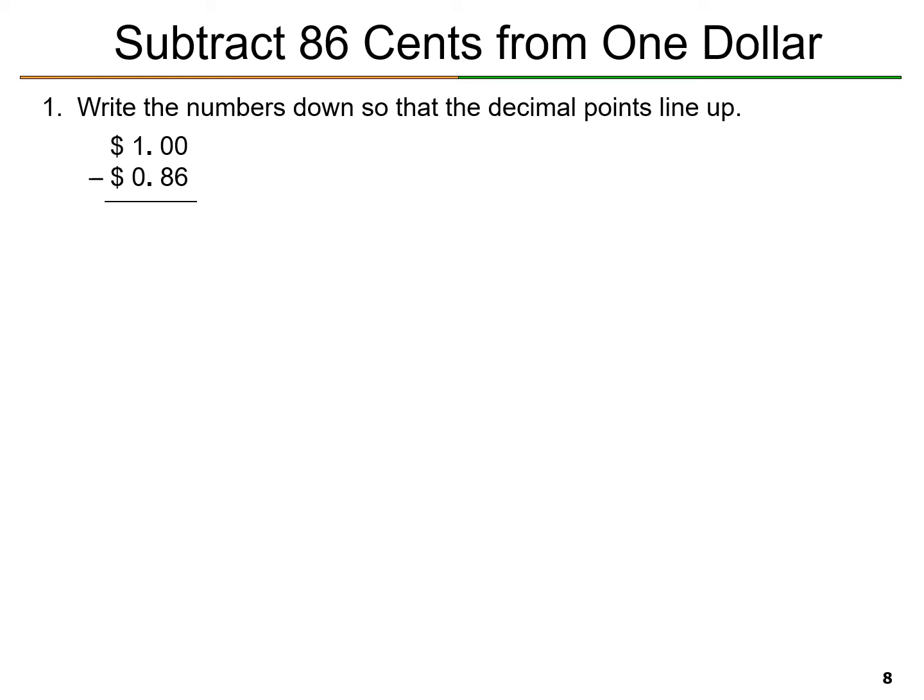Okay, let's go back to our example that we showed using counting backwards, but this time let's subtract 86 cents from $1 without using pictures. So step 1, write the numbers down so that the decimal points line up. That's what we see here. One decimal point is up under the other one.